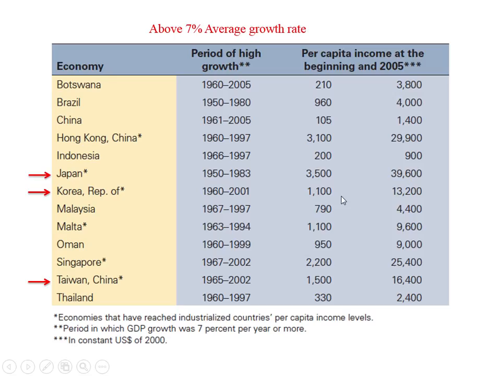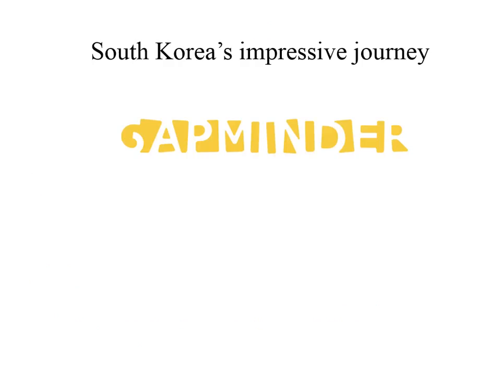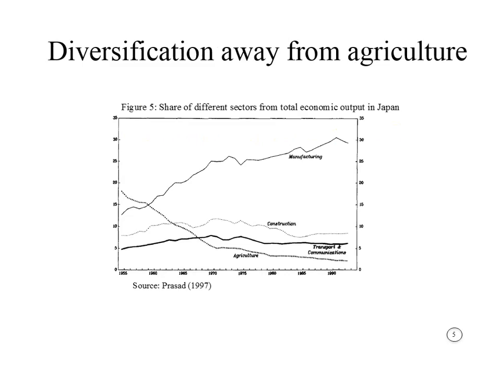South Korea's income increased by 13-fold from 1960 to 2000. Taiwan's income increased from 2000 by almost 8-fold. A magnificent miracle story. This is unprecedented in human history, really. The same thing happened in all these countries.